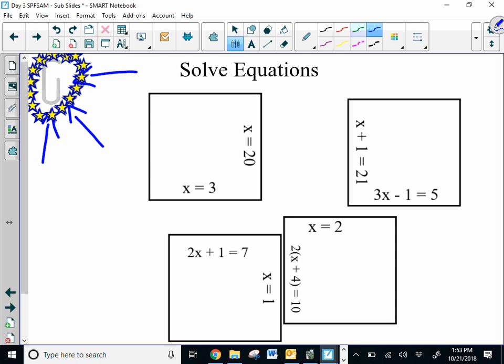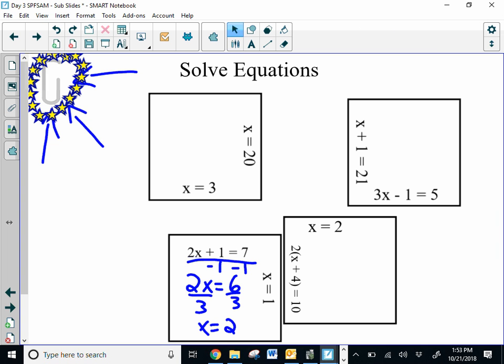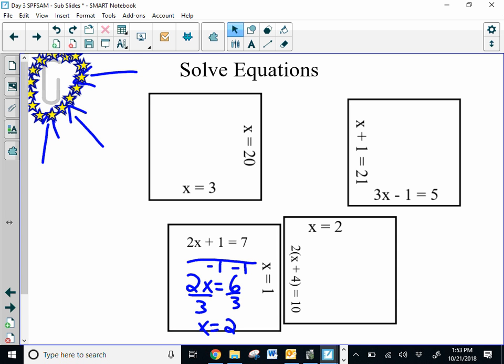So for example, if I started with this one right here, 2x plus 1 equals 7. So I would subtract 1 from both sides, so that would be 2x equals 6, divide by 3, divide by 3. So that gives us x equals 2. So what I have to do is take this and, wait a second, what did I do? I said divide by 3. I need to divide by 2. Divide by 2. So that gives us x equals 3.